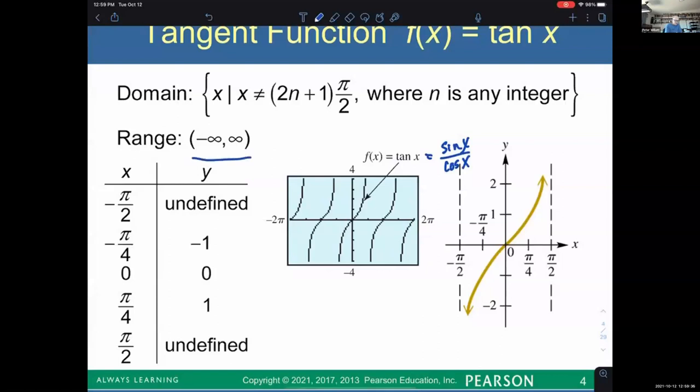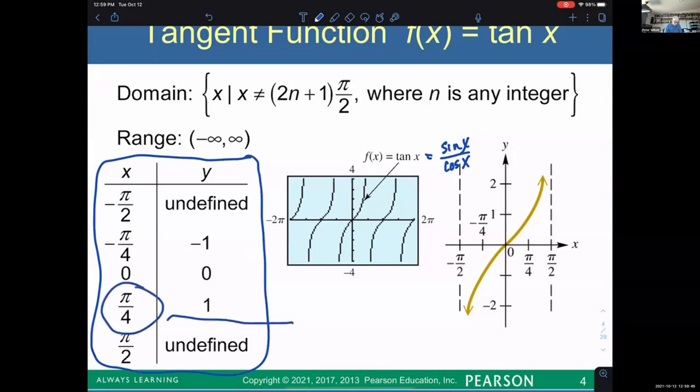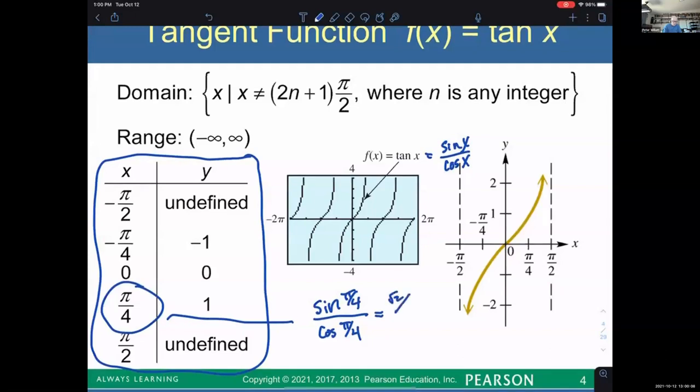And so they have this table over here on the left, where for each of those numbers, you could say, like, let's say I take pi over 4, you could just think, all right, if x is equal to pi over 4, then the tan function would be sine of pi over 4 divided by the cosine of pi over 4. And since these are numbers that we're getting used to being able to look up easily or remember, sine of pi over 4 is square root of 2 over 2.